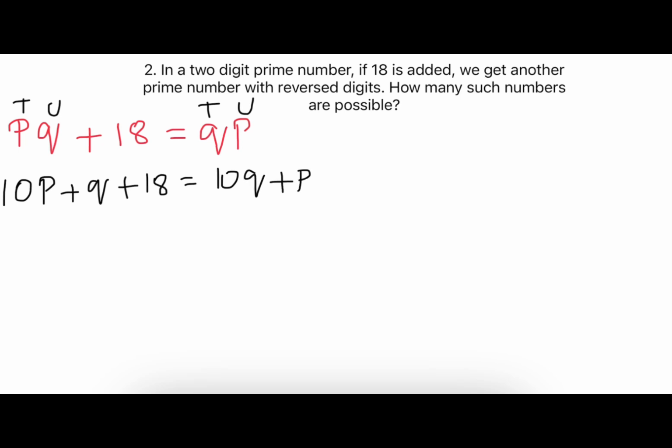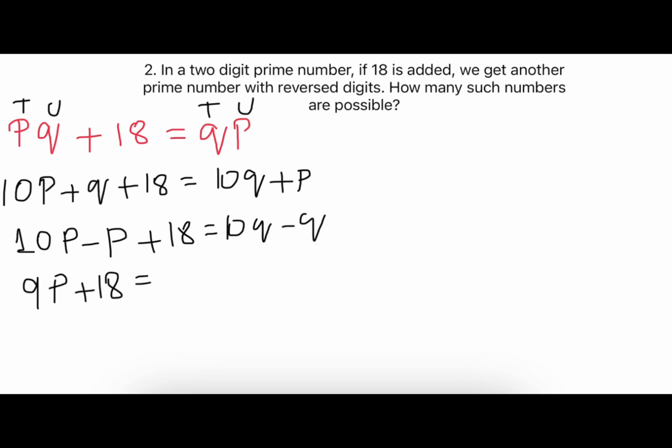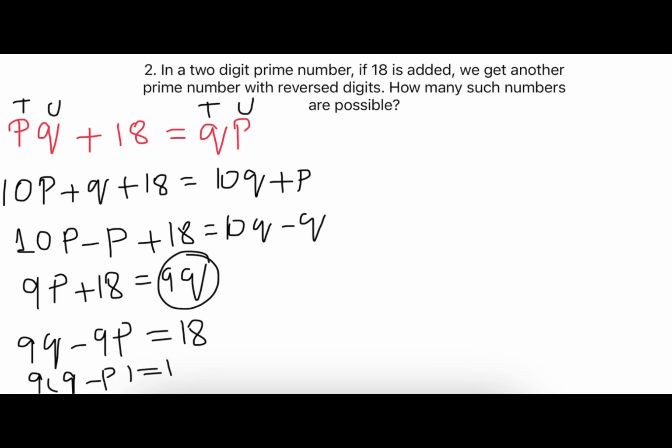So let us further solve this equation. 10P minus P plus 18 is equal to 10Q minus Q. That is 9P plus 18 is equal to 9Q. I can also bring it to one side. So what we can do is 9Q minus 9P is equal to 18. 9 is common here. So 9 into Q minus P is equal to 18. 9 ones are 9 and 9 twos are 18. Therefore, the difference between the two numbers, which is Q and P, is equal to 2. So this is something to keep in mind before we go to the next step.